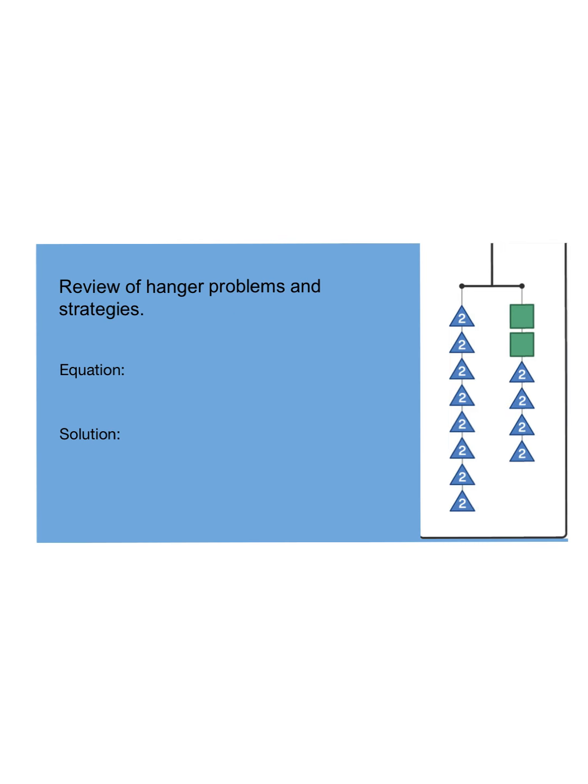All right, we are going to review a hanger problem. Here's a hanger problem. So let's do our equation. Well, first I'm going to count my total here. 2, 4, 6, 8, 10, 12, 14, 16. So I have 16 weights or ounces on that side. Now on this side, I see 2 X's and 2, 4, 6, 8 ounces there.